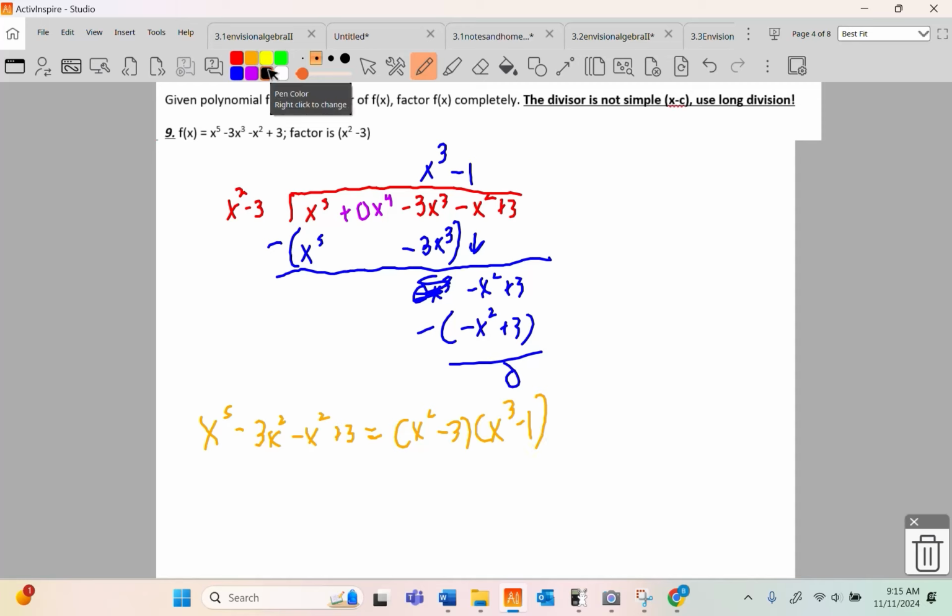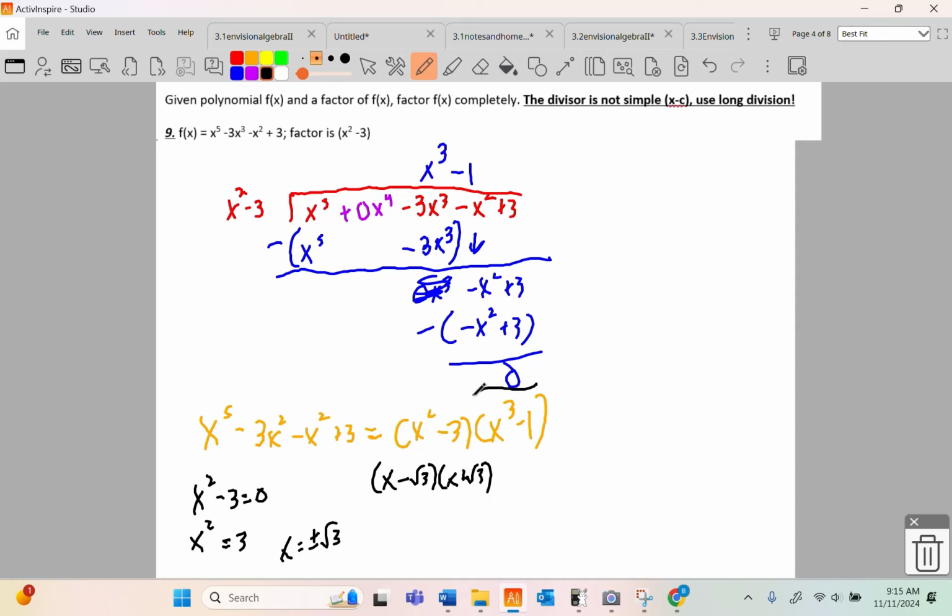Now, let's kind of use the gist of the zero product property. x squared minus 3 is nothing. x squared is 3. x is plus or minus root 3. So this piece becomes x minus root 3 and x plus root 3. This guy, that guy right there is special. x cubed minus 1 is an a cubed minus b cubed pattern.